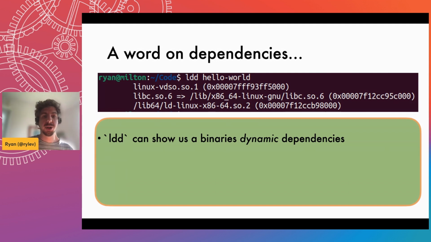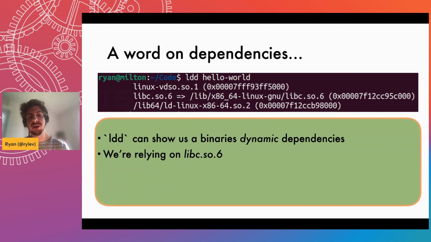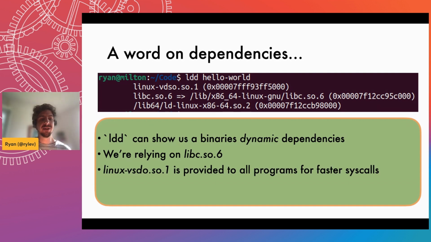Like I said, ldd can show us a binary's dynamic dependencies, and we're relying on libc.so.6. By the way, SO stands for shared object. This is just a term they use in Linux for libraries that are shared across the system. On Windows, you might refer to them as DLLs. So linux-vdso is the first one there.